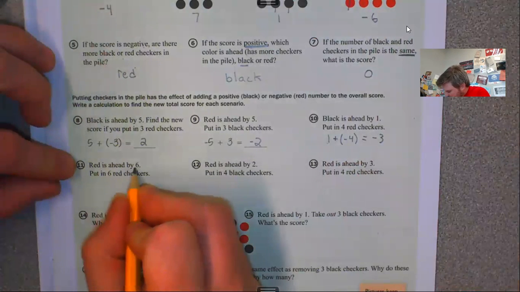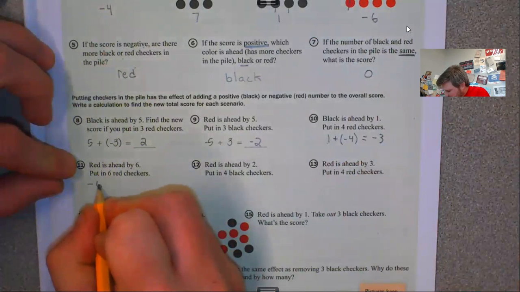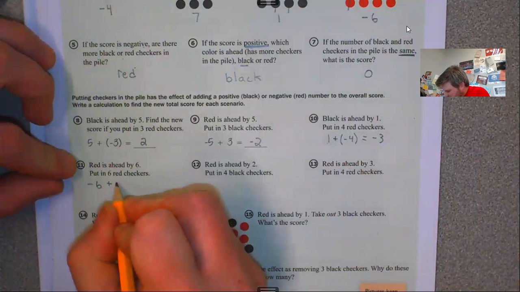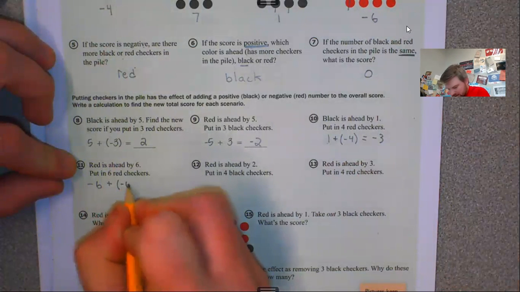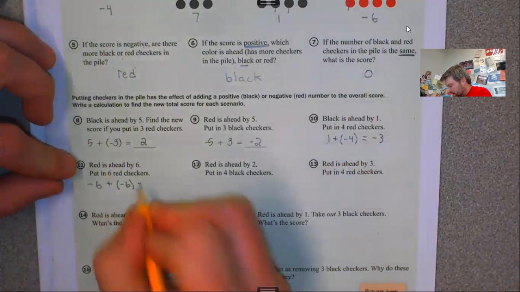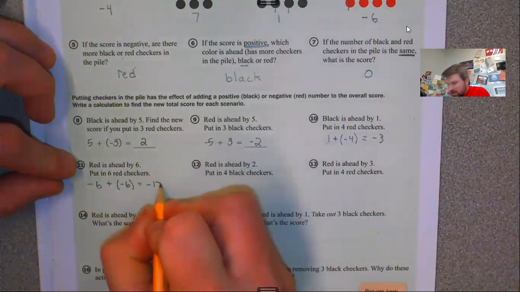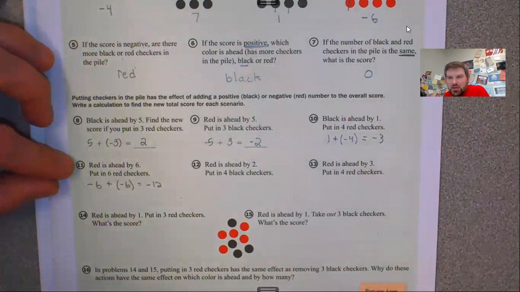Red is ahead by 6, so that's -6. You're going to put in 6 more red checkers, so you've got plus -6 again. So you have a total of 12 red checkers, and those are negative. Okay, so when we're adding positives and negatives, we can think by using black and red checker pieces.